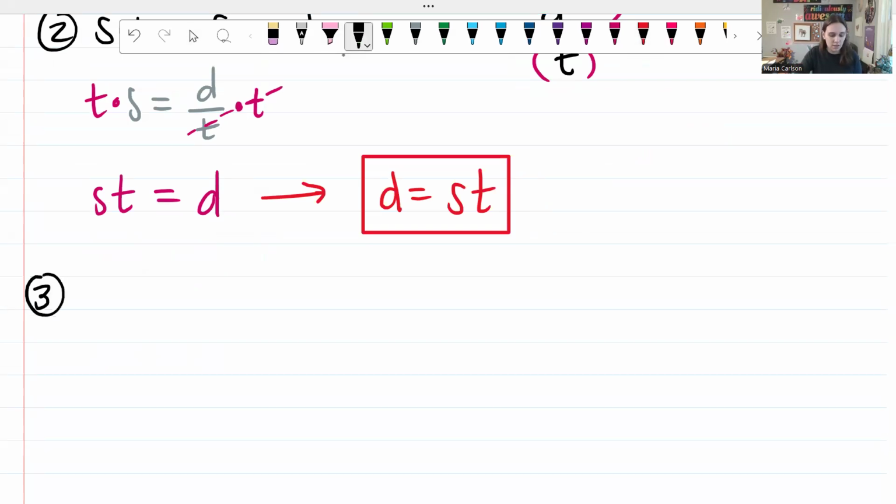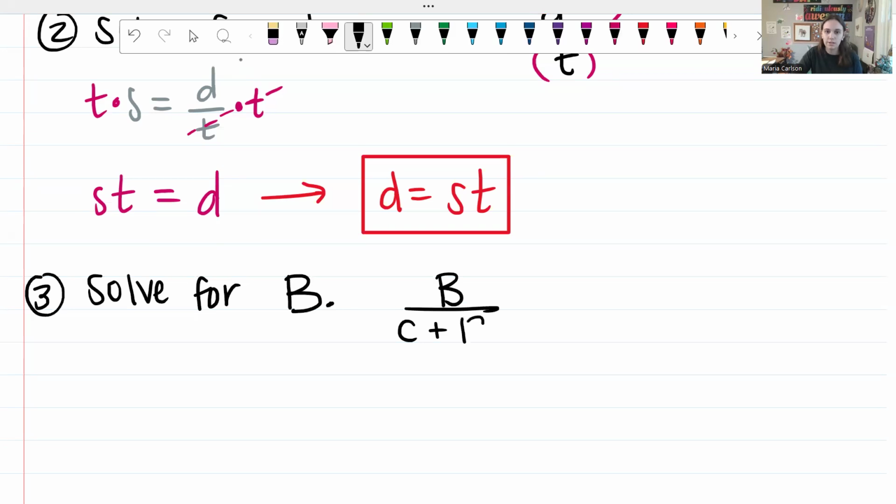Number 3, let's solve for b, capital B. So B is over C plus 12 squared, and that is equal to 5F. So kind of like in the last problem, the variable I want, B, is in the numerator of a fraction. So it's being divided by this C plus 12 squared.